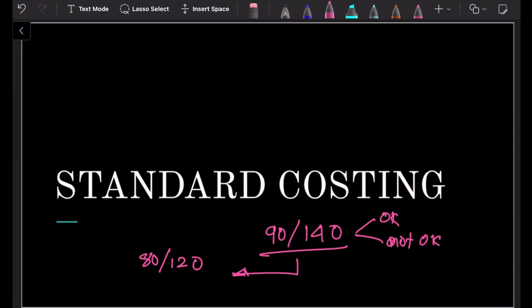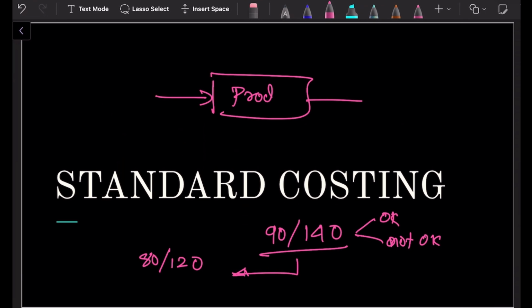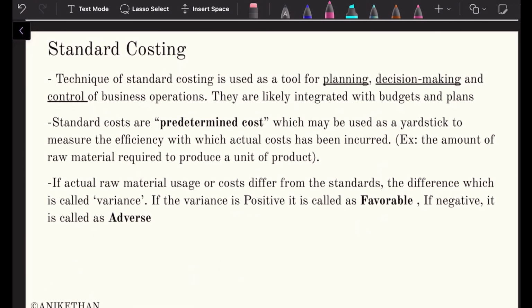Similarly, in organizations, what happens? You have certain inputs, then there is a production, then there is output. They want to compare the output with the input and say whether everything is going okay or not okay. If these are okay, then no problem. But if it is not going okay, then what can they do? Those analyses are done in the standard costing module. So it's a technique used for planning, decision making and control.